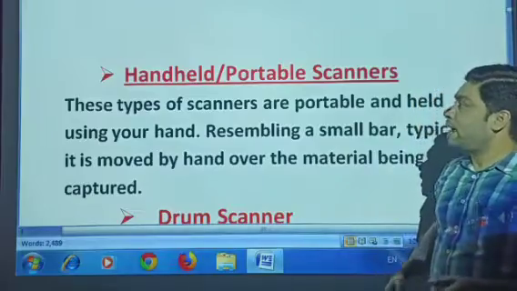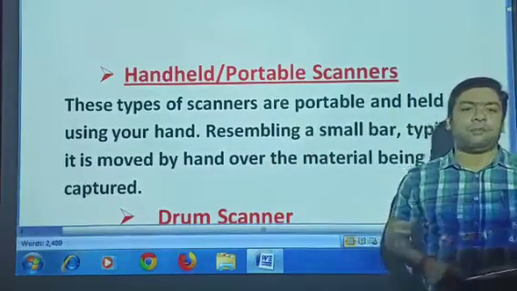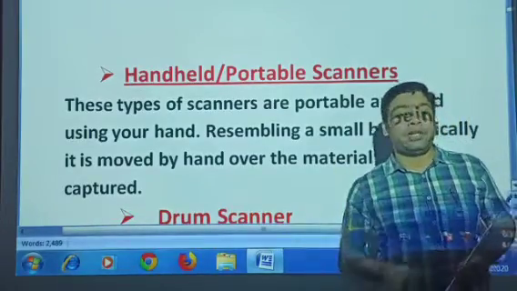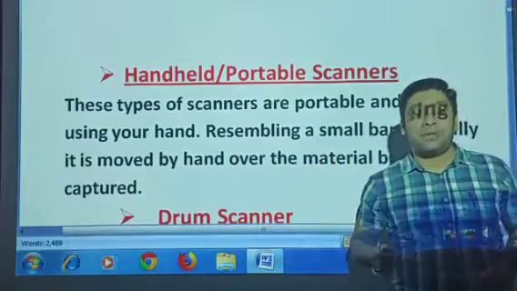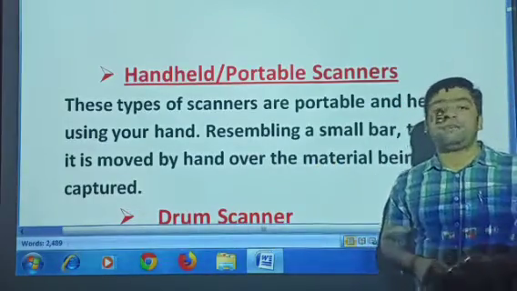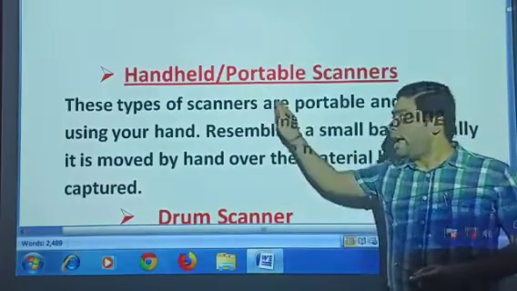After it, handheld and portable scanners. Handheld scanner: during corona time, as you have seen, when they wanted to check your body temperature, they used a kind of scanner, a kind of gun. It is called a temperature gun. It's also a kind of scanner, and because it is held by hand, that's why it's called a handheld scanner.